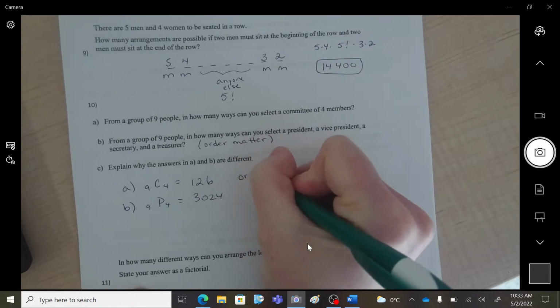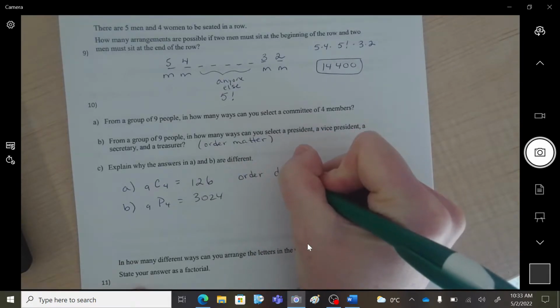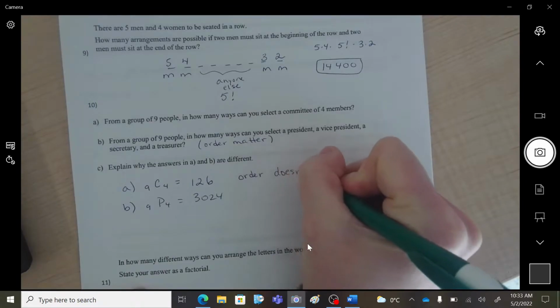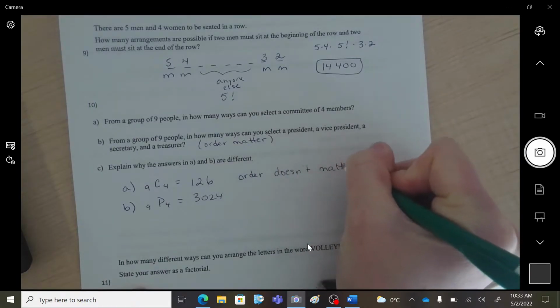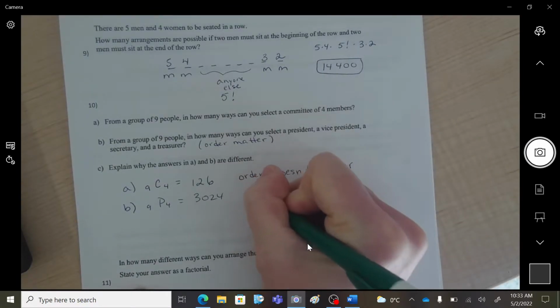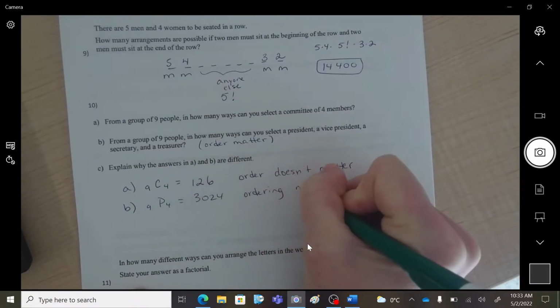The order doesn't matter, and here ordering matters.